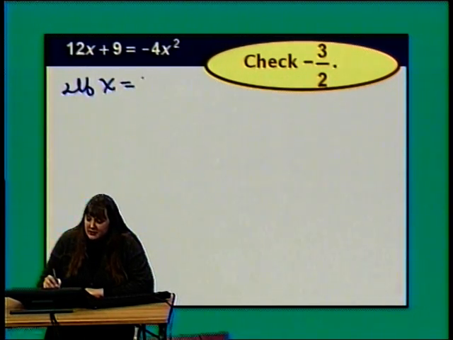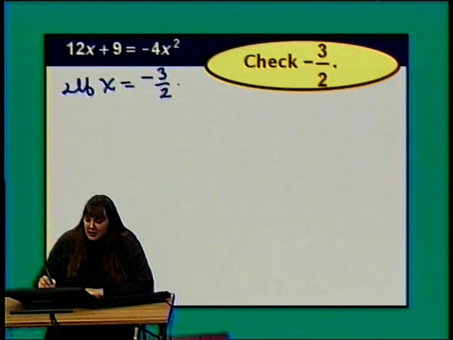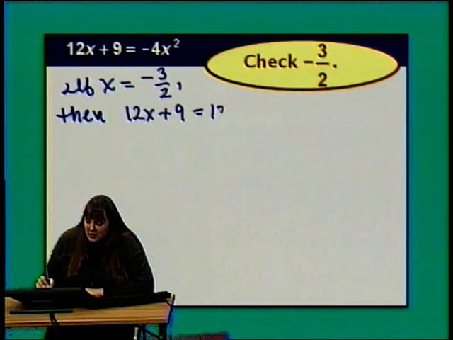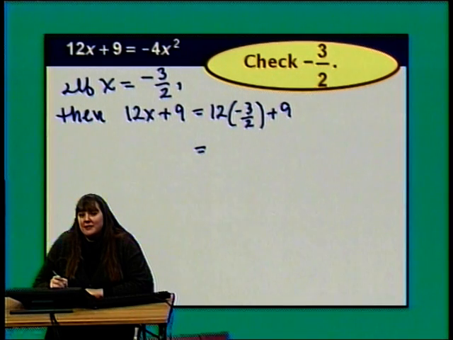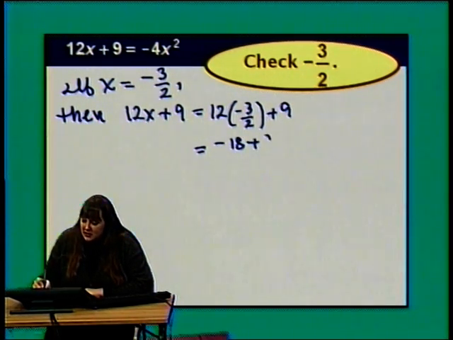So if x equals negative 3 halves, well, going back to the original equation, it looks like I need to check both the left and right hand side of the equation and make sure I get the same result when x is negative 3 halves. So starting with the left hand side, 12x plus 9 is going to be 12 times negative 3 halves plus 9. 2 goes into 12 6 times. 6 times negative 3 is negative 18. Negative 18 plus 9 is negative 9.